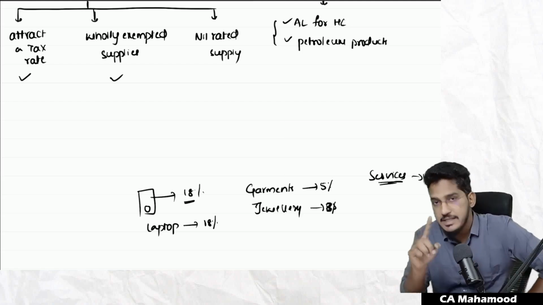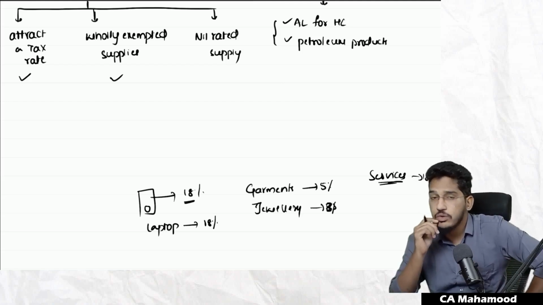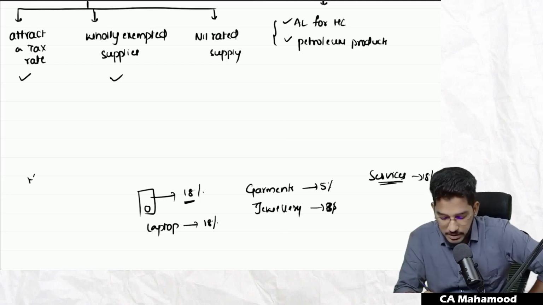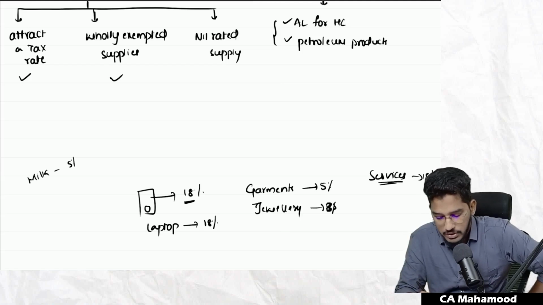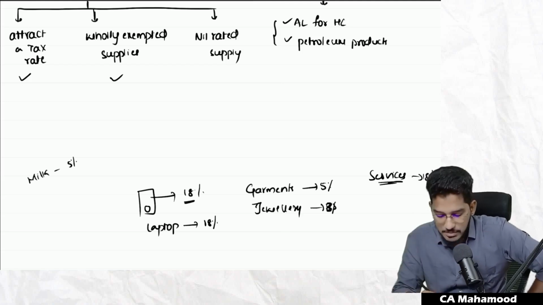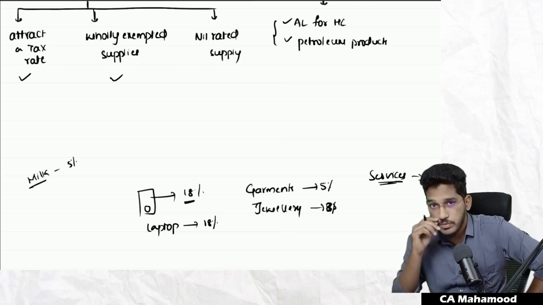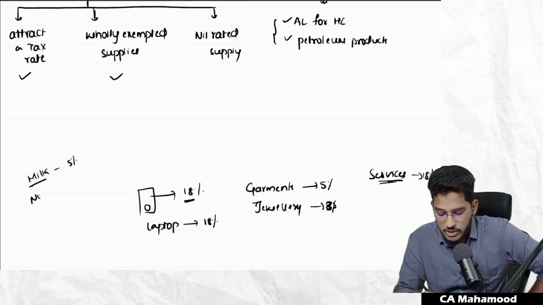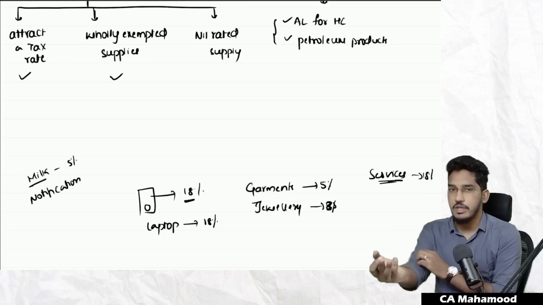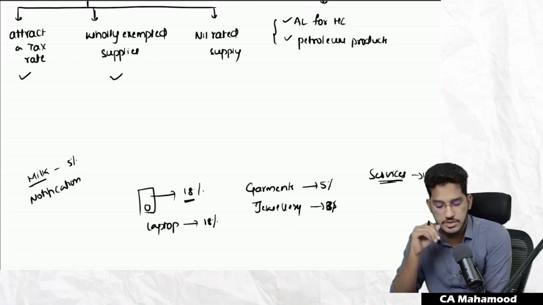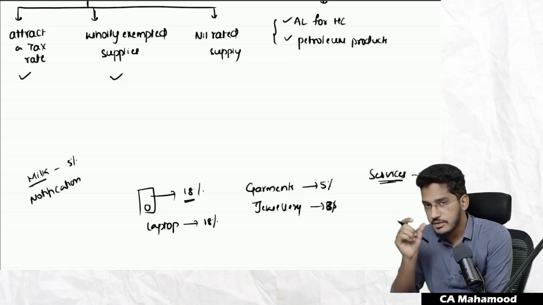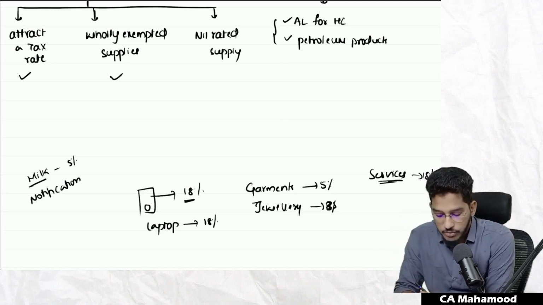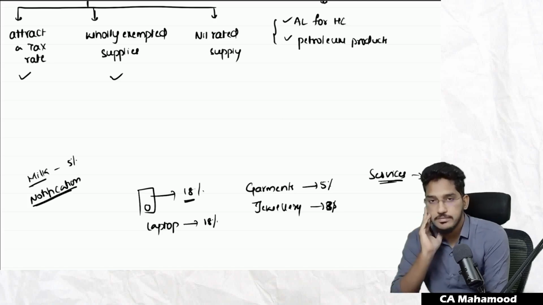Then we have wholly exempted supplies. Take for example, milk. Practically speaking, assume on milk 5% of GST is there. But since milk is becoming costlier because of imposition of GST, the government has released a notification in the public interest that the supply of milk, even though there is a tax rate against it, is fully exempted.